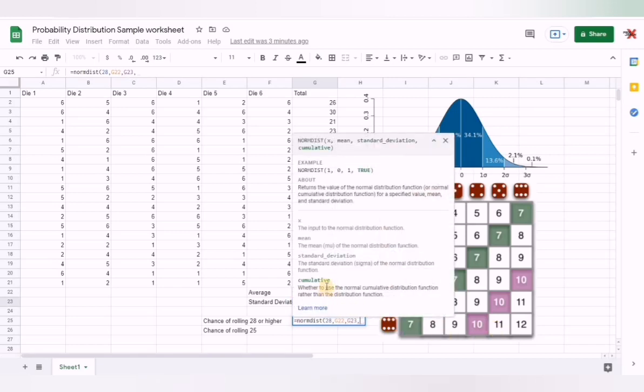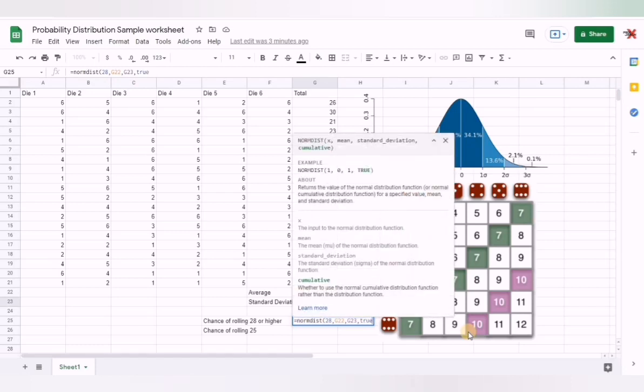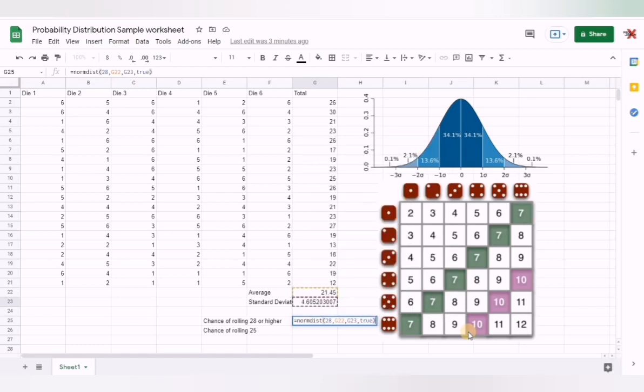it asks you whether it is cumulative or not cumulative, whether we should use the normal cumulative distribution rather than the distribution function. So in this case, we are going to use cumulative. Why? Because our premise is that we are trying to get the chance for 28 or higher. So it is cumulative. Therefore, I'm going to put in true. Okay? And then close the formula.